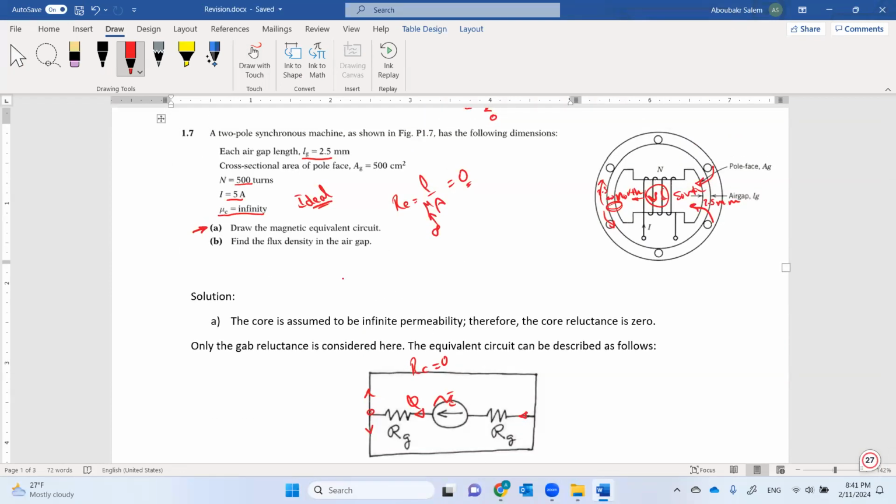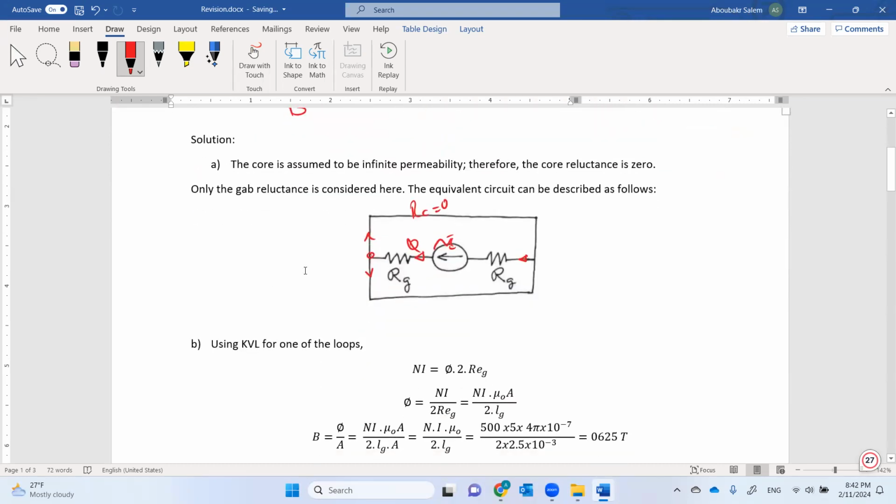Part B, we need to find the flux density, which is B. How can we get B here? So let's apply our relation here, guys. So you know that here N times I equals, so this branch is 0. So we can say N times I equals phi times reluctance gap multiplied by 2 because we have two reluctances.